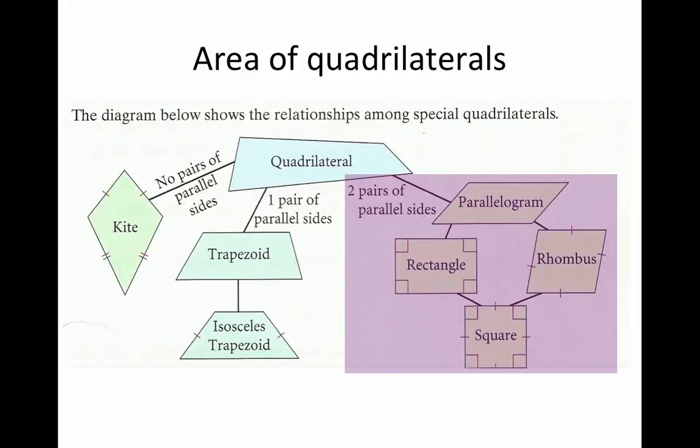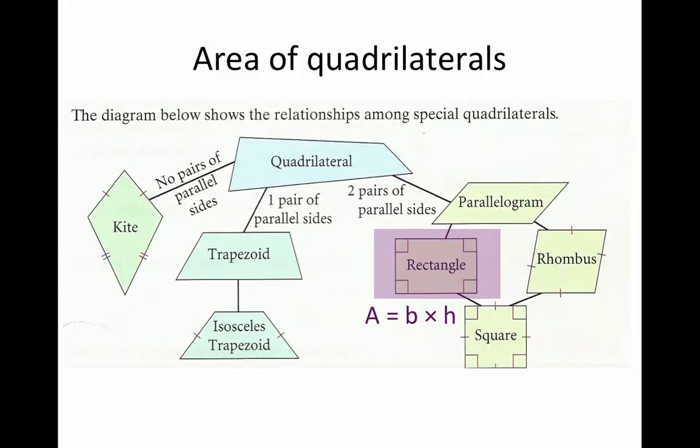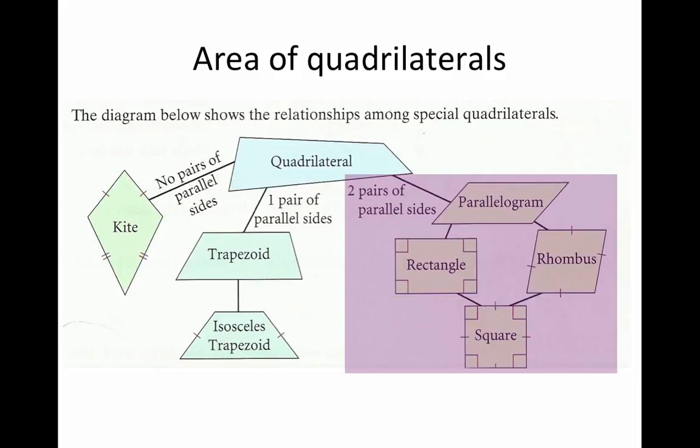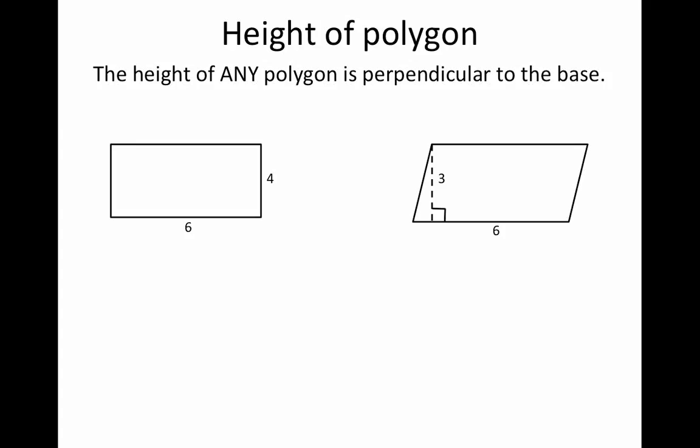So now let's look at this branch of all parallelograms, not just the rectangle, but the entire branch. When I look at the entire branch, what I'll find is that actually the area is the same. It's base times height. So let's do a quick example of that. If I want to find the height of any polygon, it is perpendicular to the base. That is the key thing to remember when talking about the height of a polygon: it's perpendicular.